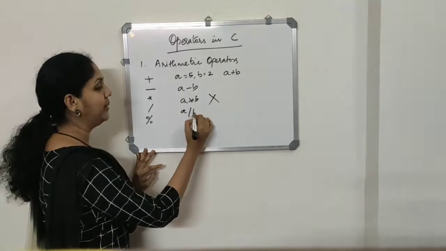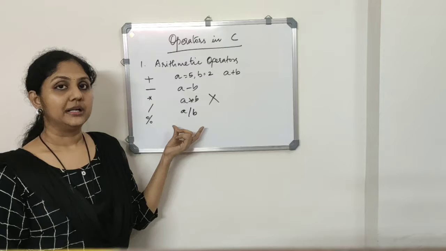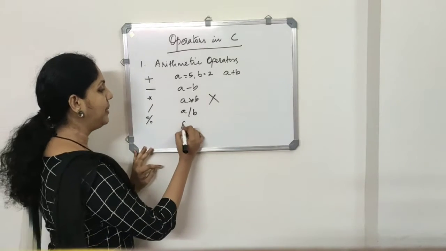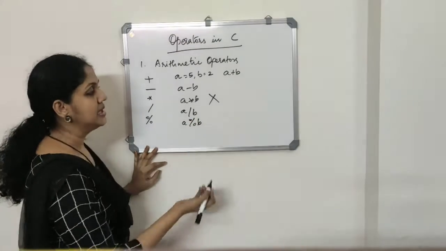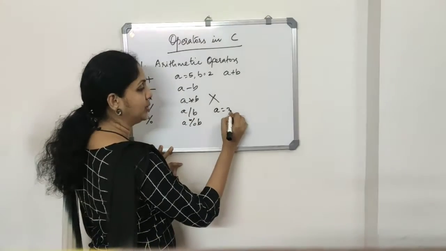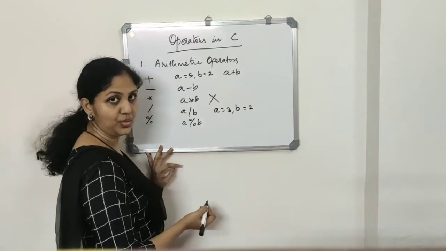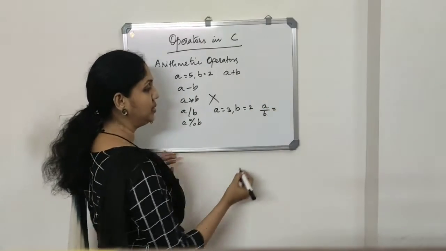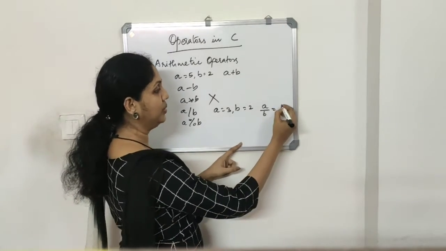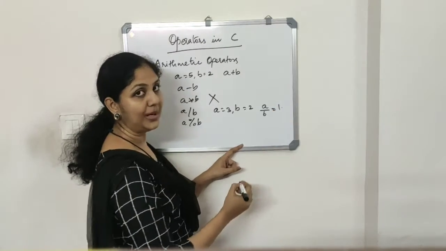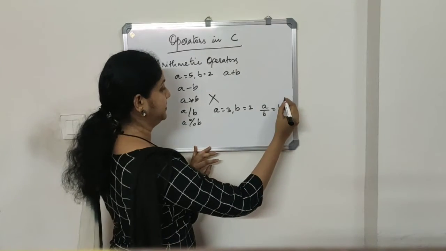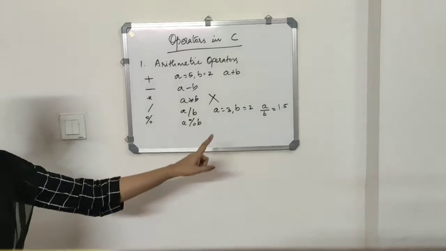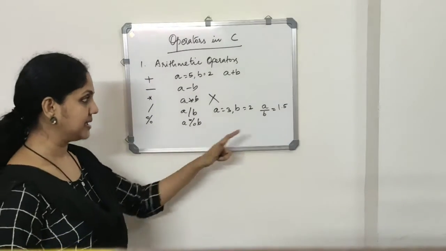So, A into B gives the multiplied value, the product of A and B. Division, A by B, it will give the division. We will get the quotient. Modulo, what do you mean by modulo operator? Suppose the value of A is equal to 3 and B is equal to 2. What will happen? A by B is equal to 3 by 2, which is equal to 1.5. A by B is equal to 1.5 is our result.